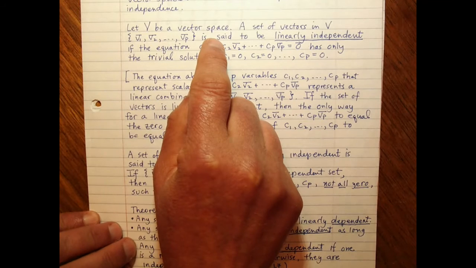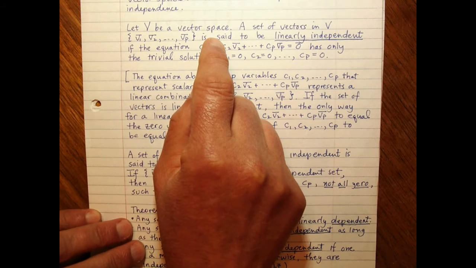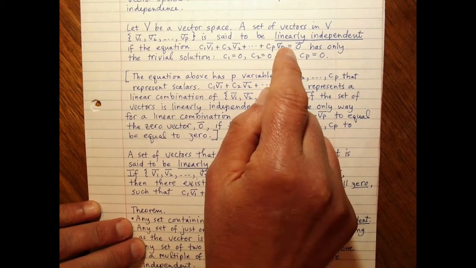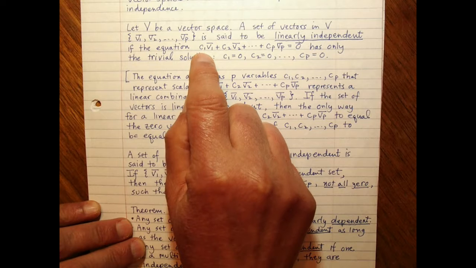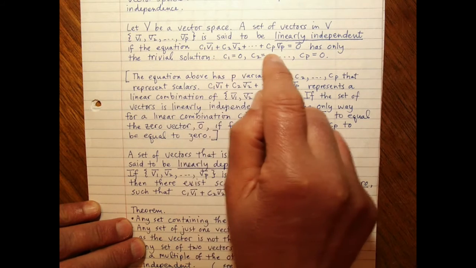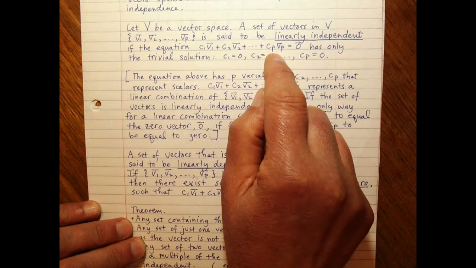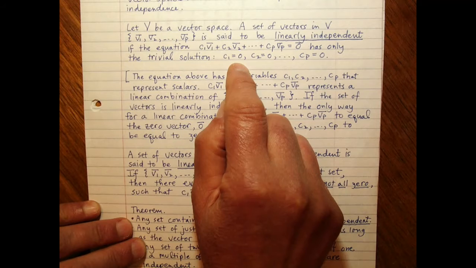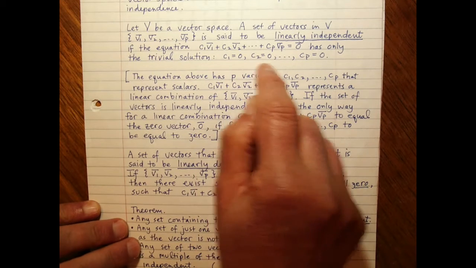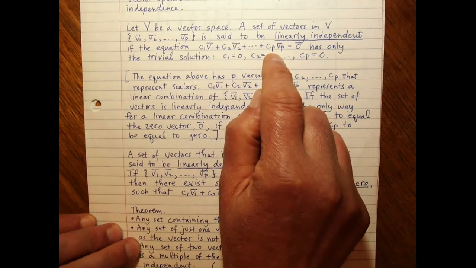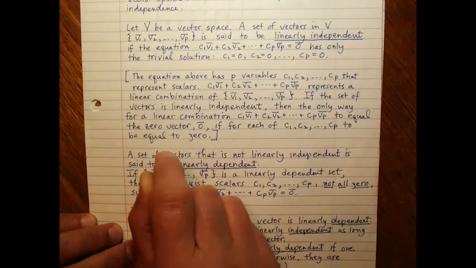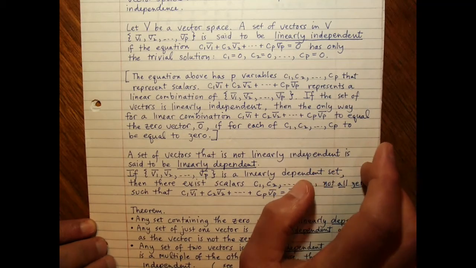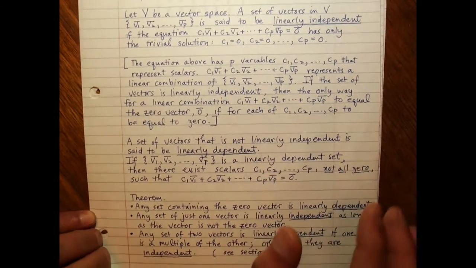So let V be any vector space, and a set of vectors V1 through Vp is said to be linearly independent if the equation C1V1 plus C2V2 down the line to CpVp equals 0 has only the trivial solution, where each one of the weights C1, C2 through Cp has to be 0. That's the only solution to that equation. Then the vectors are said to be linearly independent. Sometimes we'll just say independent for short.